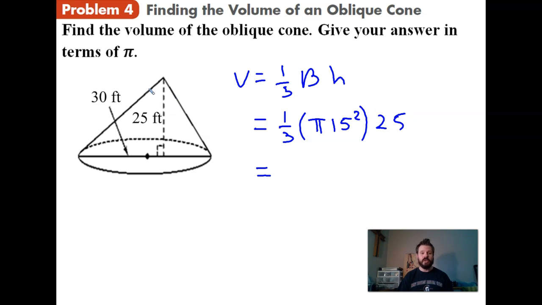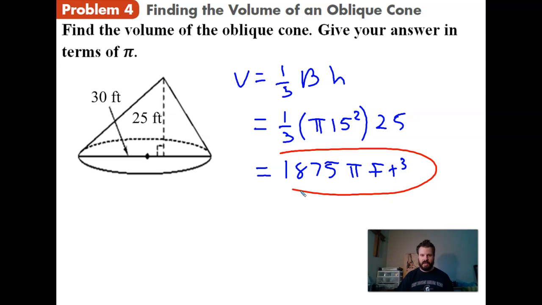And this one says to leave the answer in terms of pi. And I'm going to say that makes sense just because I'm going to get a nice answer from here. There's no rounding. So if I go 1 divided by 3 times 15 squared times 25, that's going to give me 1,875 pi feet to the third. Again, pay attention to, does the question want things in terms of pi or not?